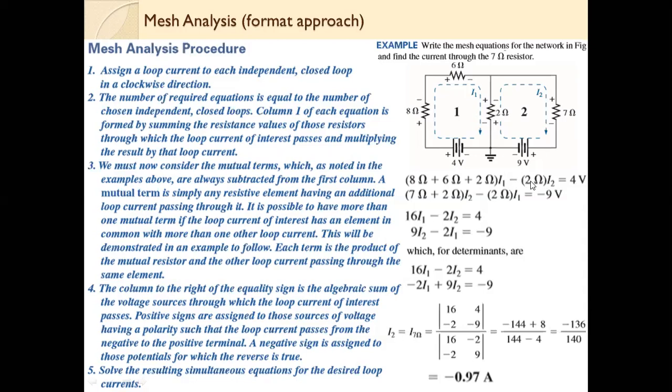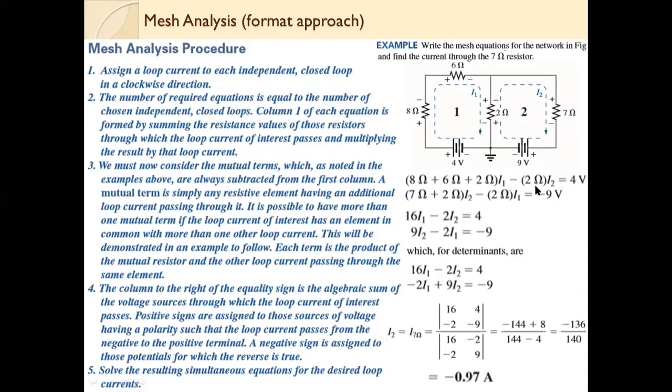So minus 2 multiplied by the current of the next loop, which here is I2, is equal to the voltage of this loop. But what would be the sign of the voltage? We will extend the current arrow. If it is touching the minus terminal, we will write equal to plus, and if it is touching the plus terminal, then we will write equal to minus. In this case, it is touching the minus terminal, so we will write plus 4 on the right side.